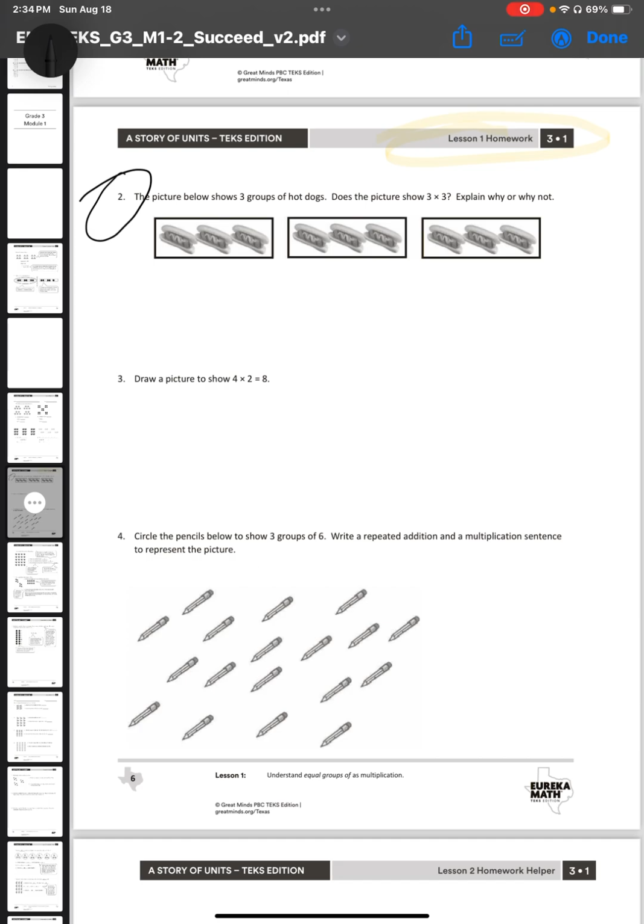So right here, this starts with problem 2. It says, the picture below shows 3 groups of hot dogs. Does the picture show 3 times 3? Explain why or why not.